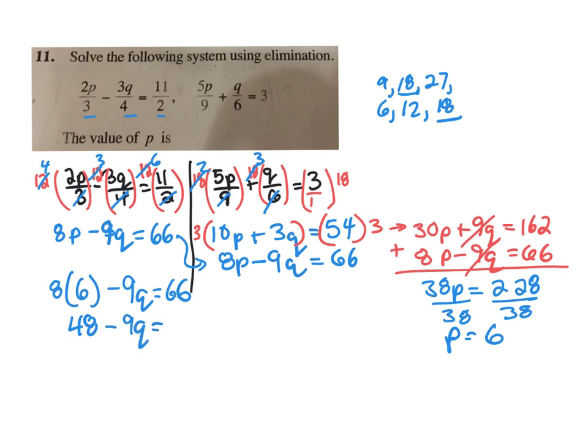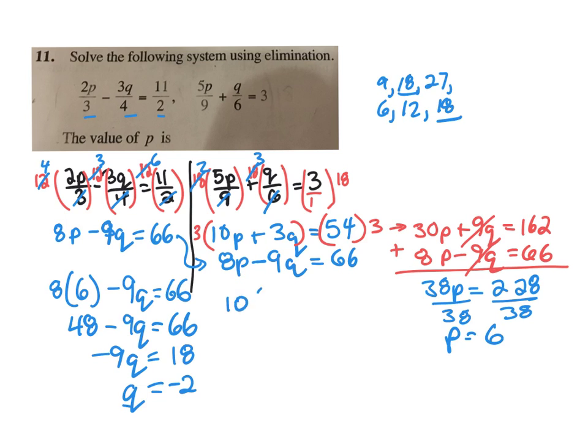So replace p with 6: minus 9q equals 66. Simplify, and then we're going to isolate q. And we would get 18, divide both sides by a negative 9, and we get q is equal to negative 2.